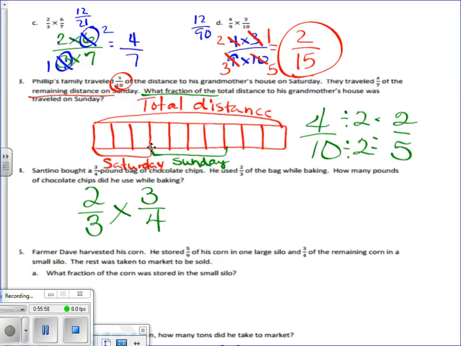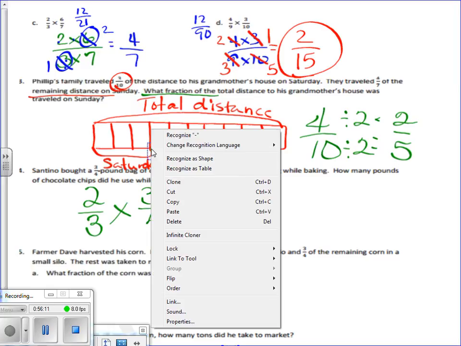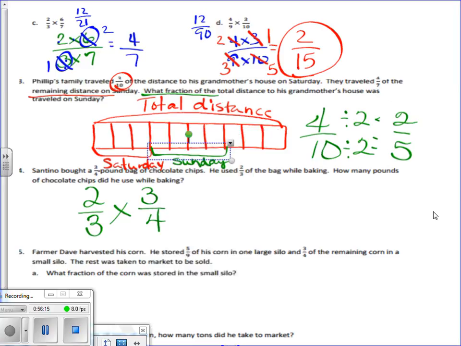You can do like we did at the top. Number pick out. It's 2 times 3 and it's 3. How many pounds of chocolate chips did he use while baking? Don't sit on the mouse. You have to simplify it by 6.